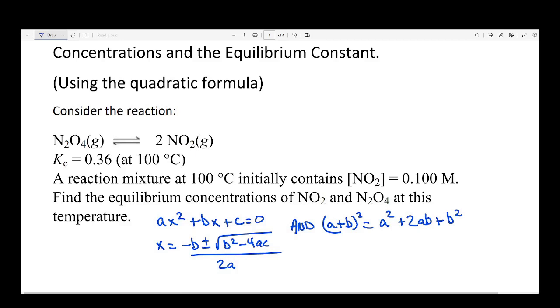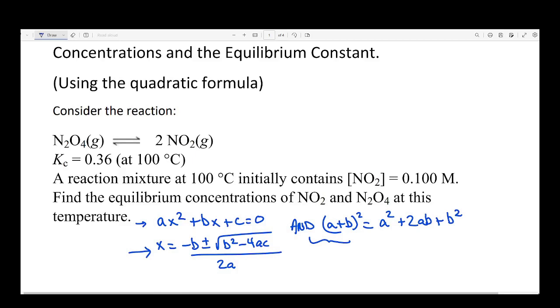So we're going to get our equation into the form ax squared plus bx plus c, which is a quadratic equation, and we're going to use the quadratic formula to solve for x. The quadratic formula is x is equal to minus b plus or minus the square root of b squared minus 4ac, all over 2a.